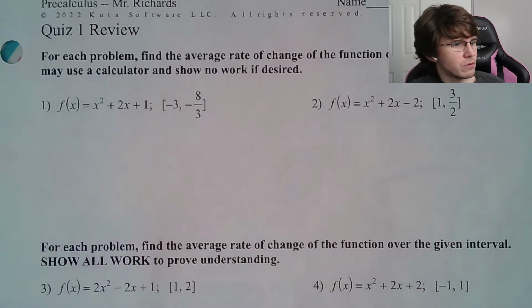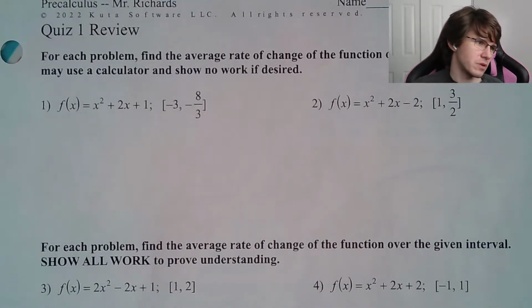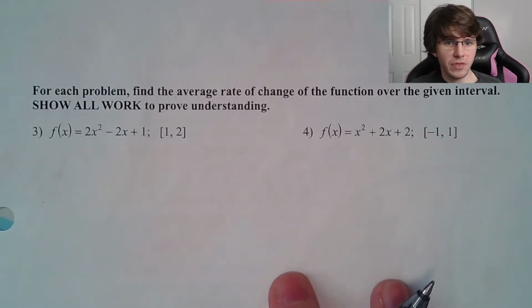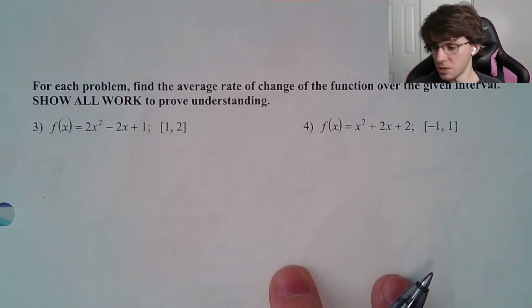We got our quiz one review here. I'm actually going to start with problems 3 and 4 because I think it makes more sense to start with problems 3 and 4. So that's what I'm going to do. Here we go. For each problem, find the average rate of change of the function over the given interval. Show all work to prove understanding. So that's what we're going to do.